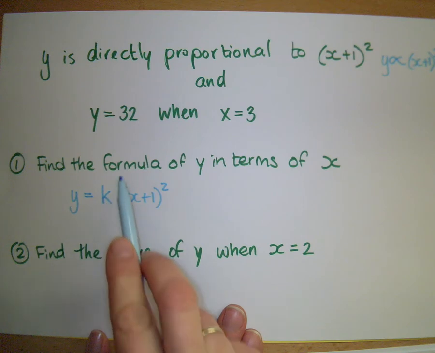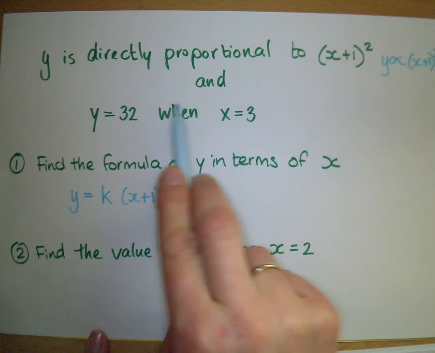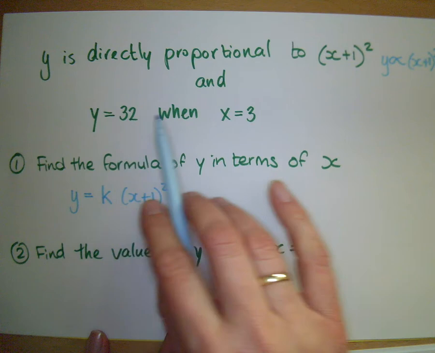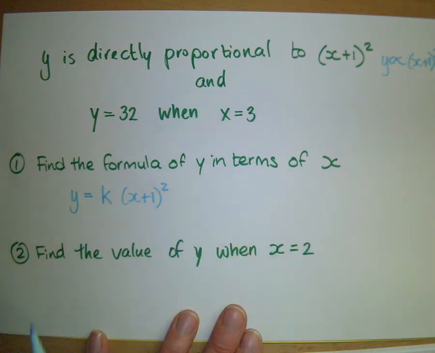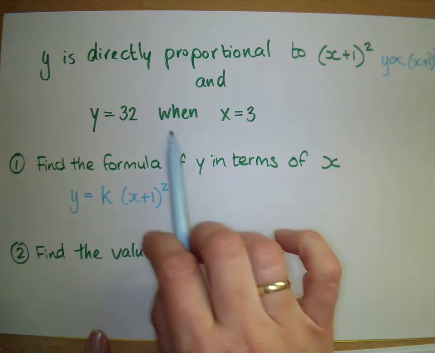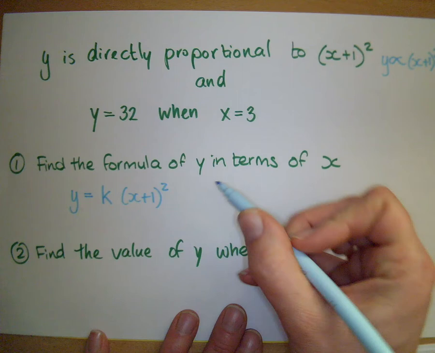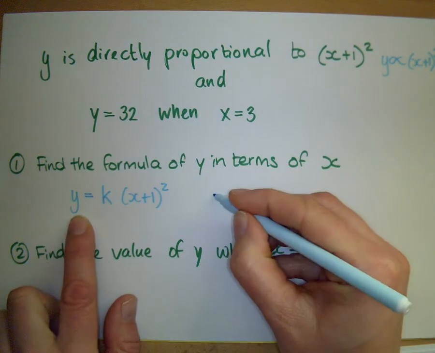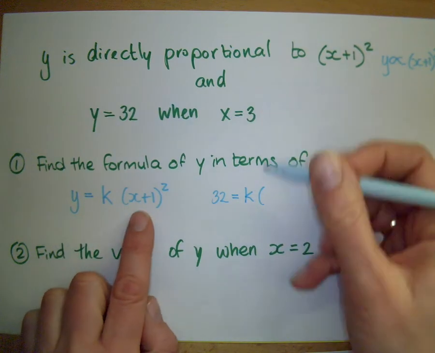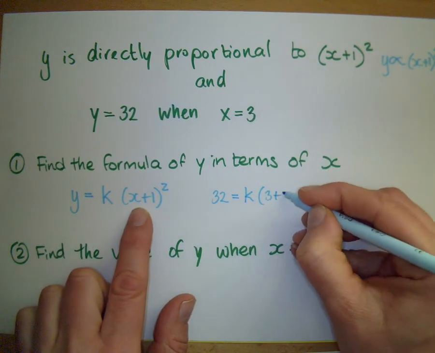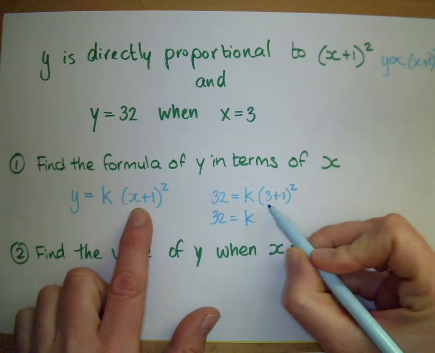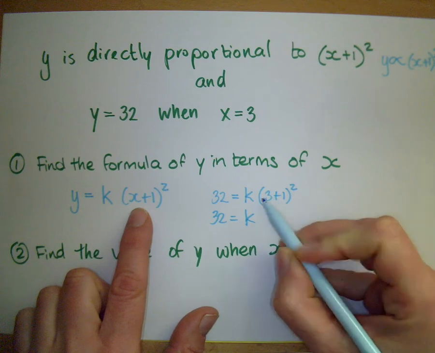And we can figure this out because they gave us one of the points, one of the coordinates of the line, one of the combinations of x and y values that is true in this equation. So we plug those numbers in and solve for k. So when y equals 32, x is 3, so we plug in 3 for x. Okay, so 32 equals k times what? 4 squared. 4 squared is 16.